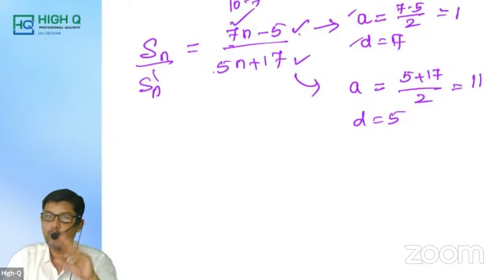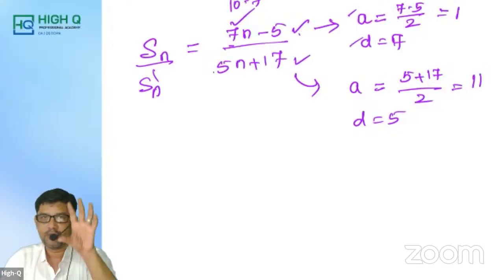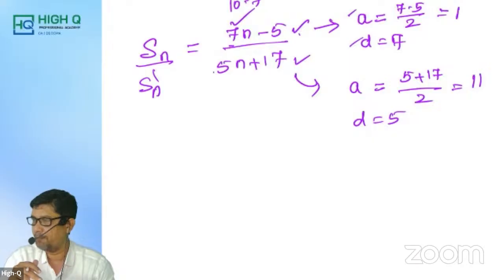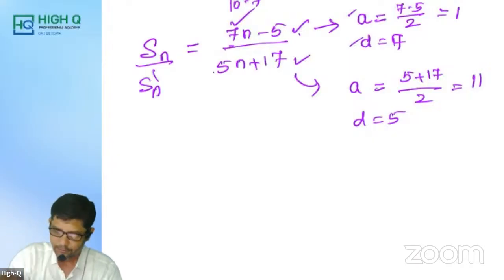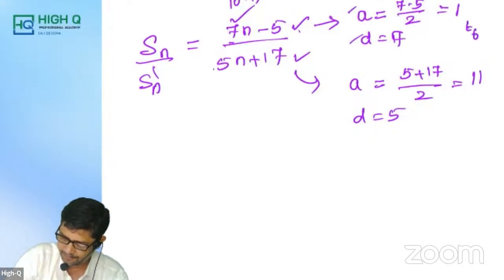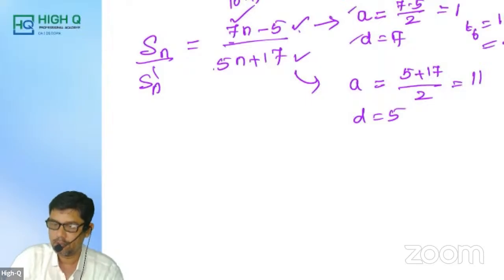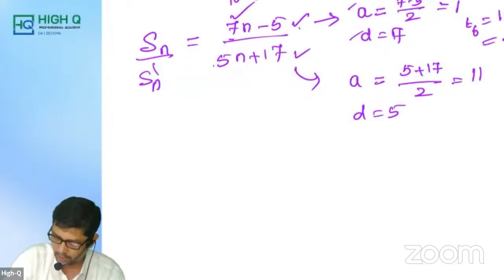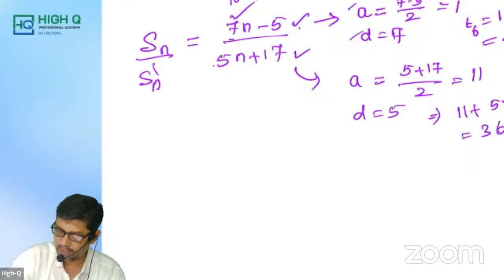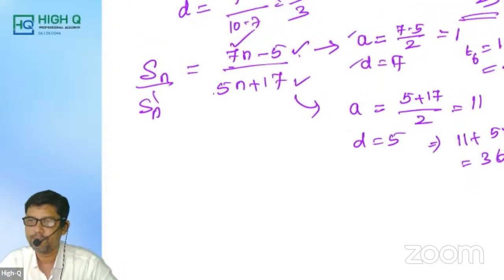Now, which term of the sequence are equal? Of course, trial and error method. Which is the smallest number among all the options? 6. Let me find out T6. What is T6? A plus 5 into 7, which is 36. And here, A plus 5 into 5 is also 36. So the sixth term is equal. Say yes or no.